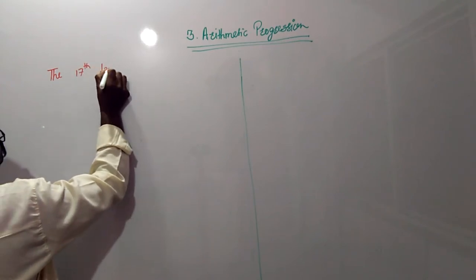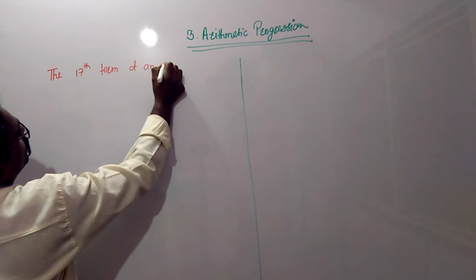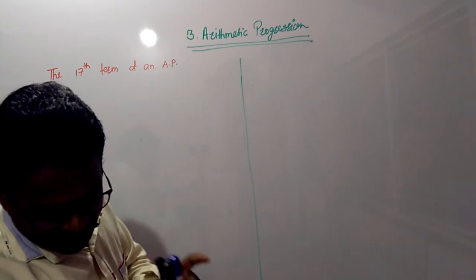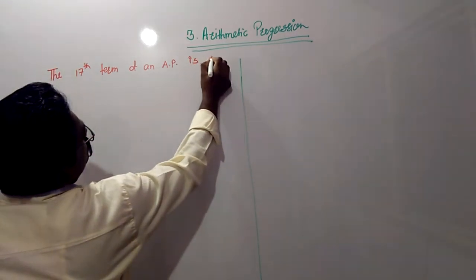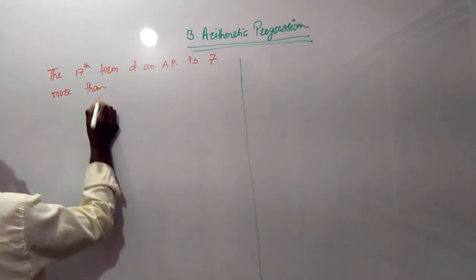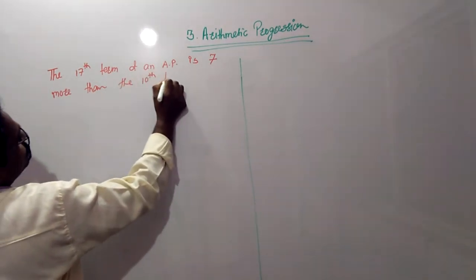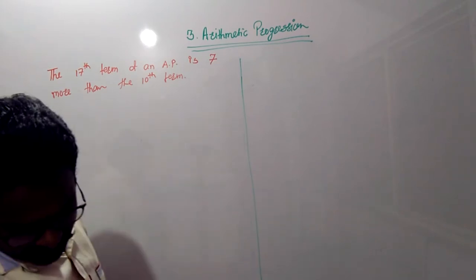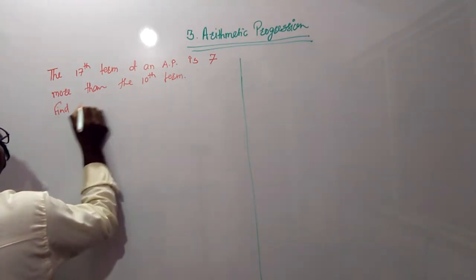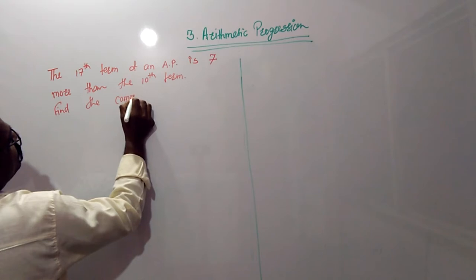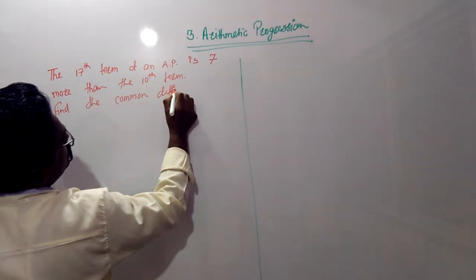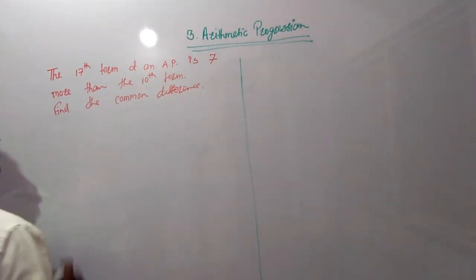The 17th term of an AP is 7 more than the 10th term. Find the common difference. Okay.